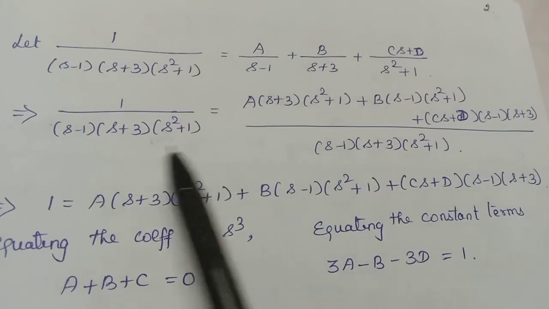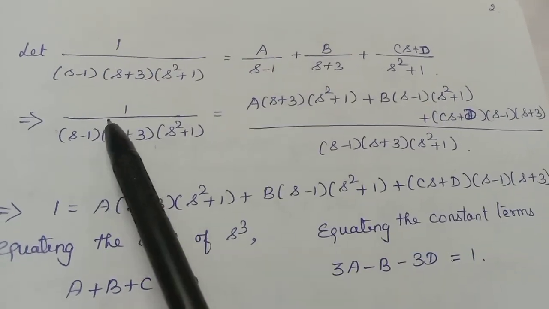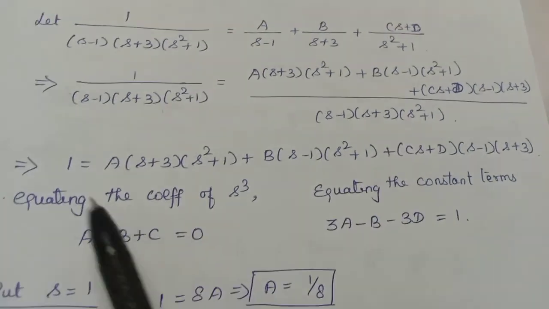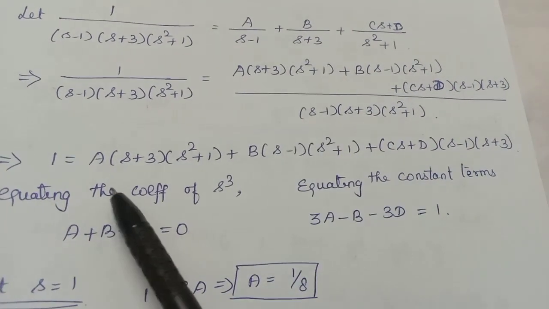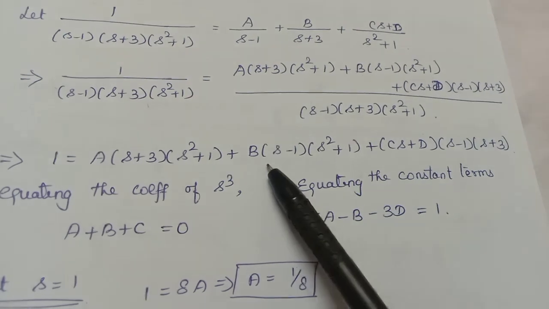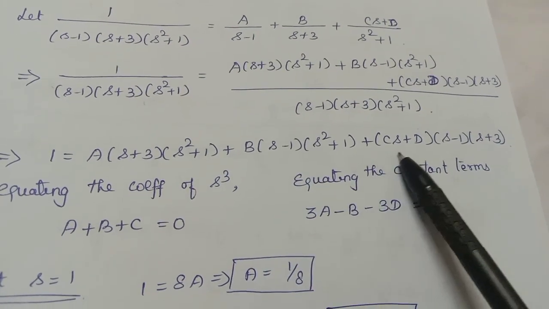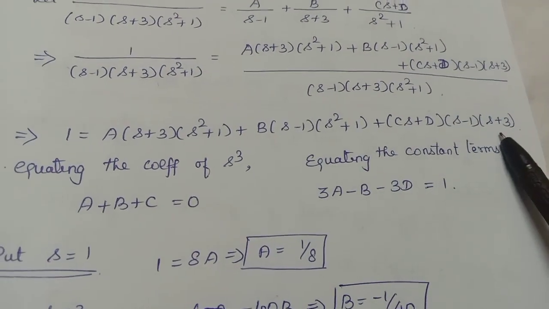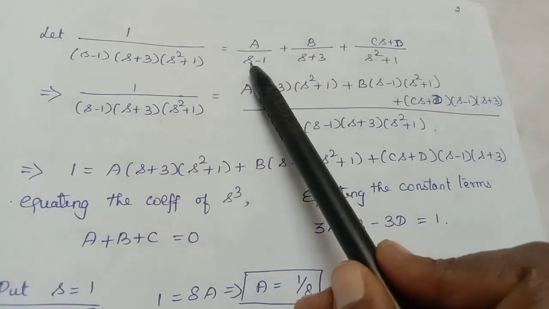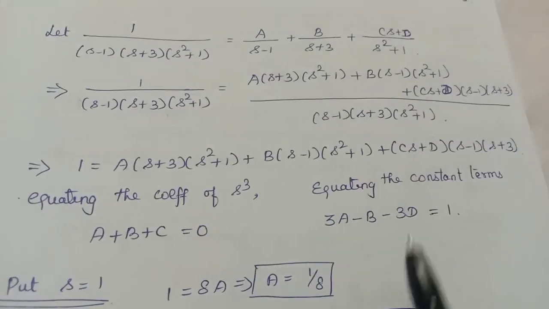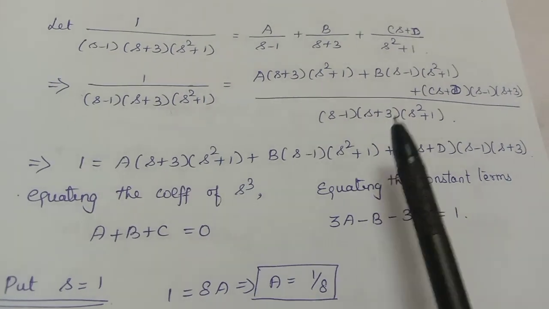Now look at the left and right hand side. Both are having the same denominator, so we can cancel them. So simply what we have, 1 equal to a into (s plus 3)(s square plus 1) plus b into (s minus 1)(s square plus 1) plus (cs plus d) into (s minus 1)(s plus 3). My aim is to find the values of the constants a, b, c, d.